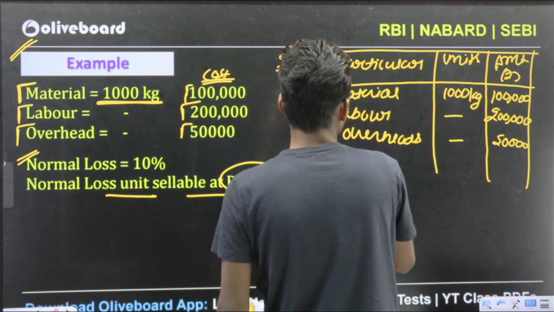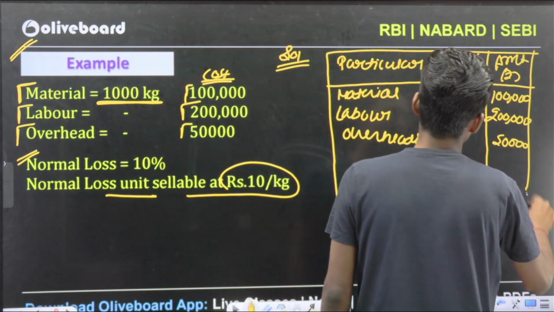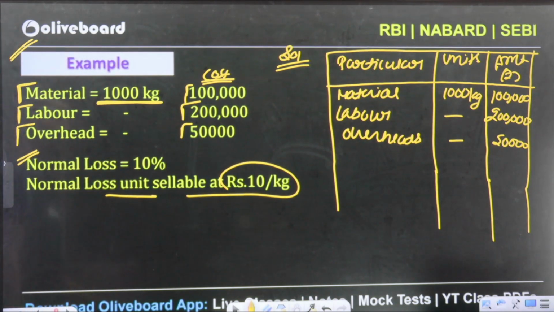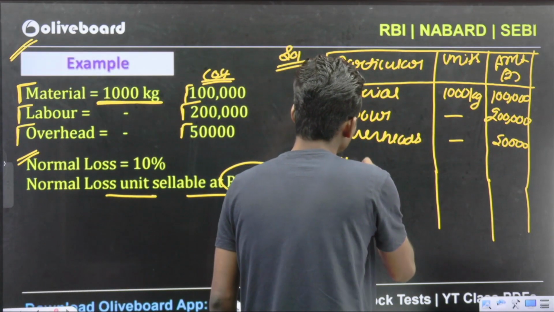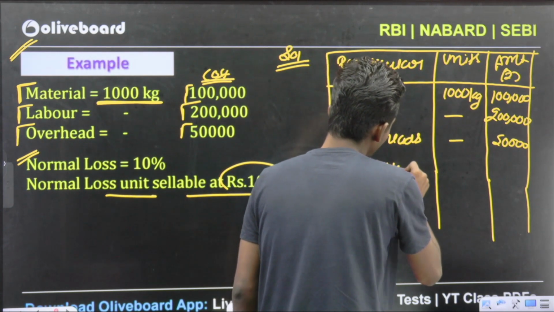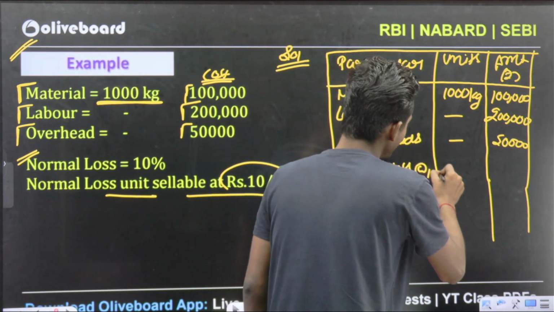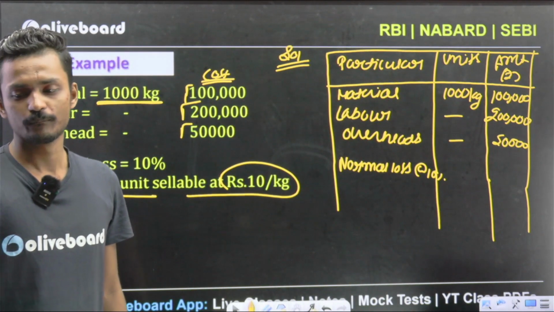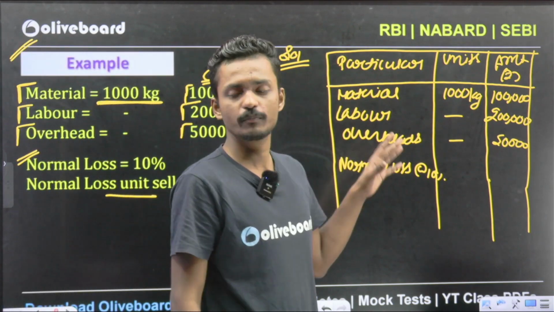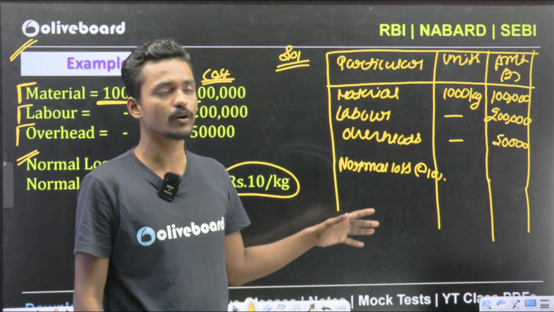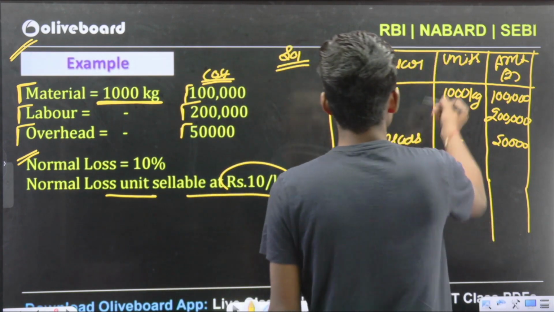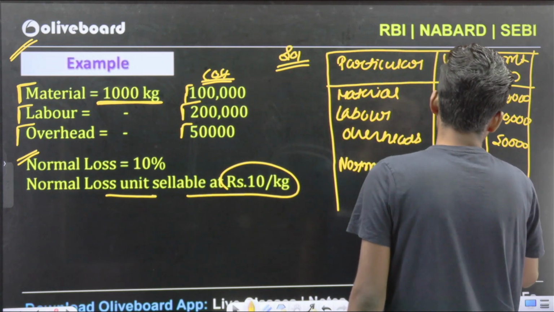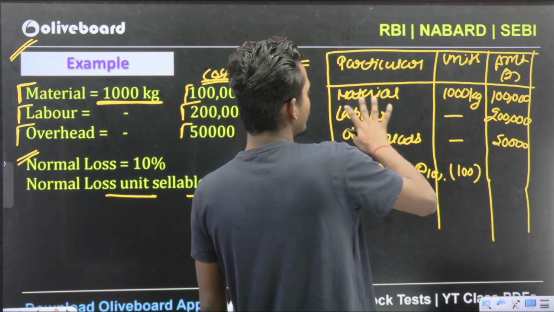Now you can see very clearly we also have a normal loss at the rate of 10%. Now normal loss of what? 10% of the actual input that we introduced in our process. So this is just like process costing, but first let us understand the treatment of normal loss. Because this is a normal loss, I first deduct 100 kg of units out of the 1000 kg of material.